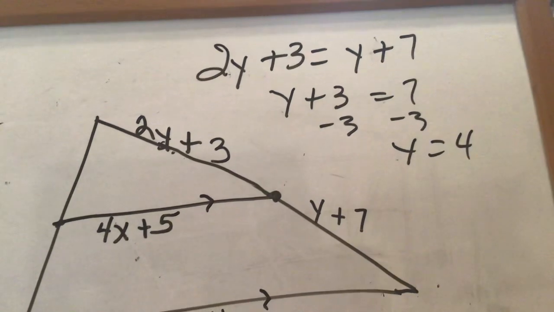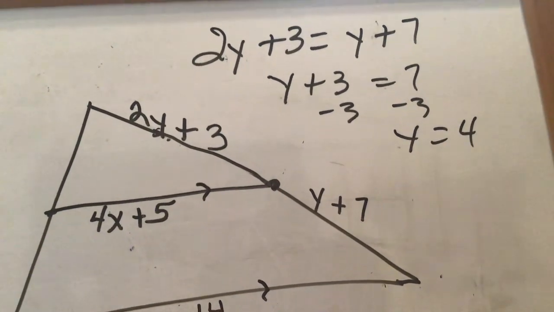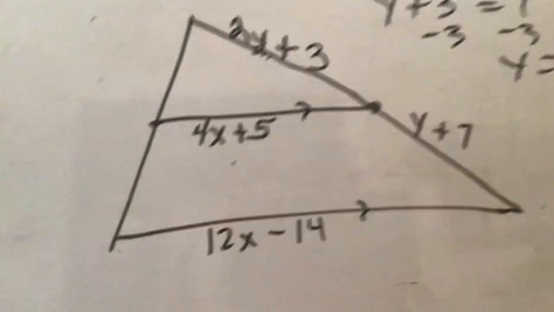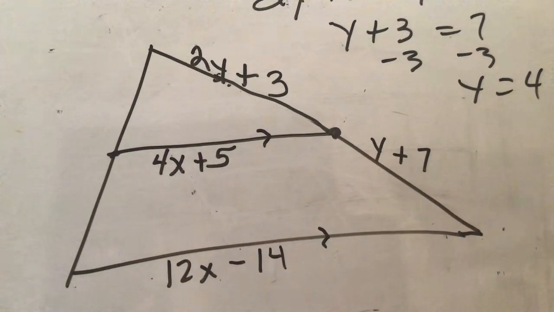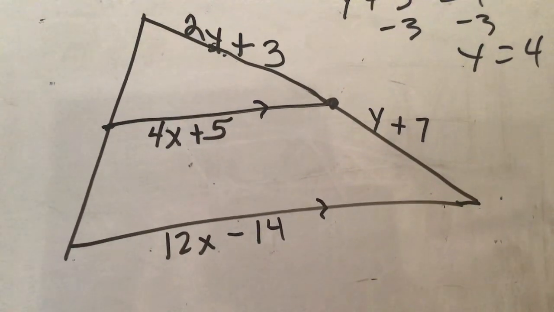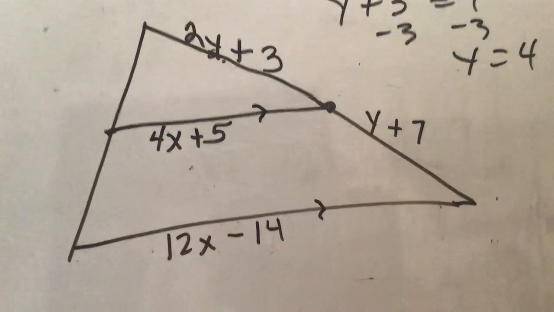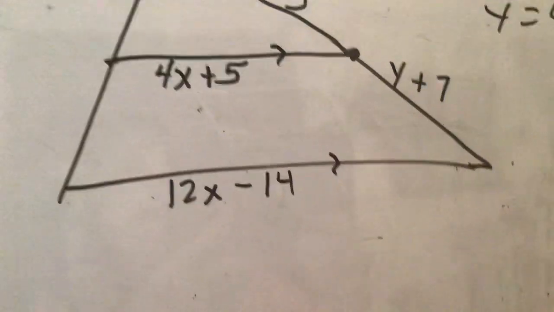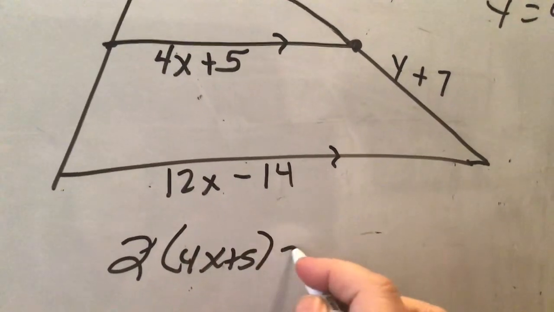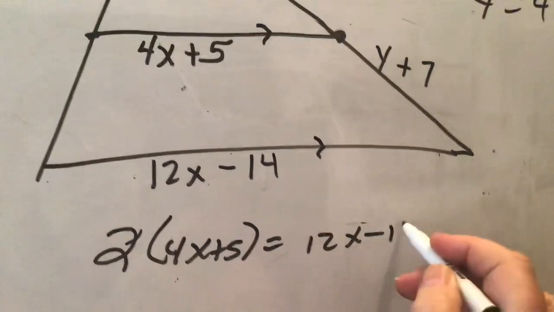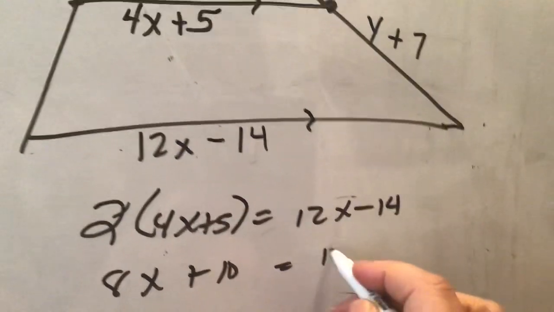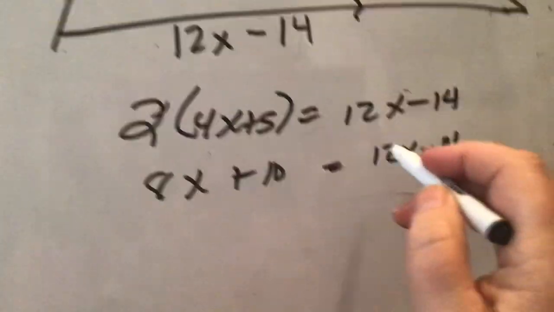Because I told you that was a midpoint, you have to go with the assumption, even though it doesn't look like it, and if you got out your ruler, it probably wouldn't be. And then the other one, the 4x plus 5, that line is supposed to be half of the 12x minus 14. That's where I really don't see where this is lining up right. But we'll do what we did before. We're going to take 2 times 4x plus 5 to equal the 12x minus 14 because it's half of the side. So we're going to have 8x plus 10 equals 12x minus 14.